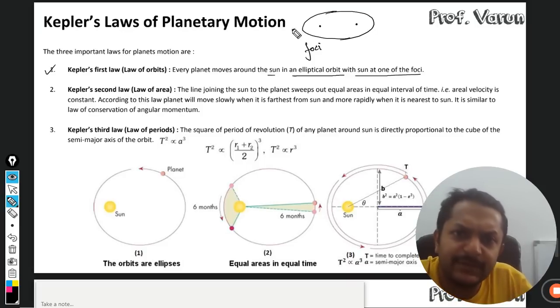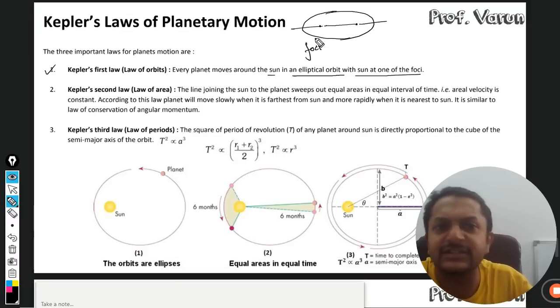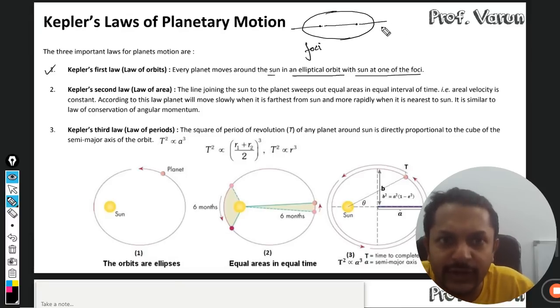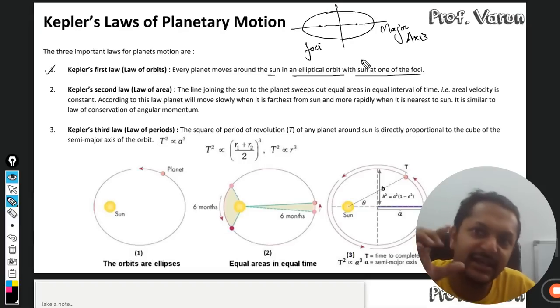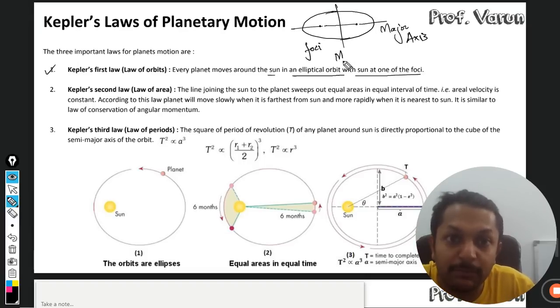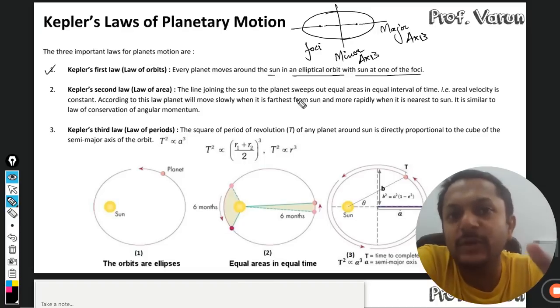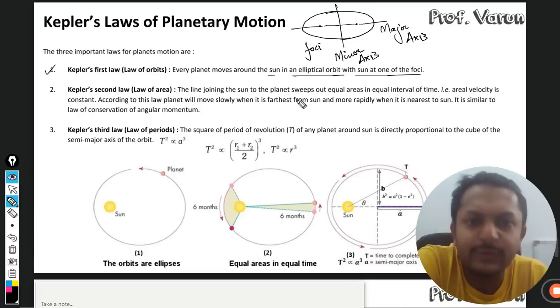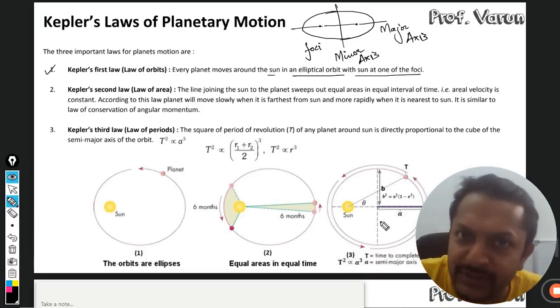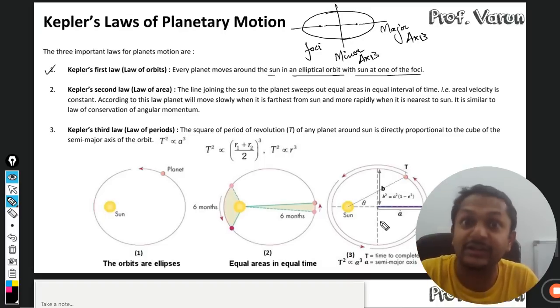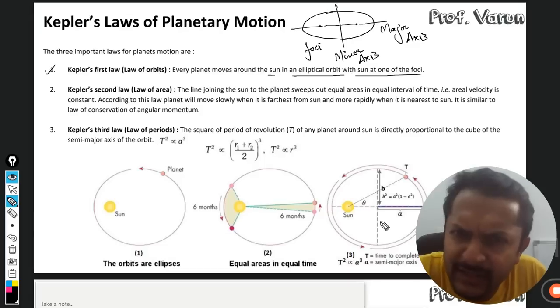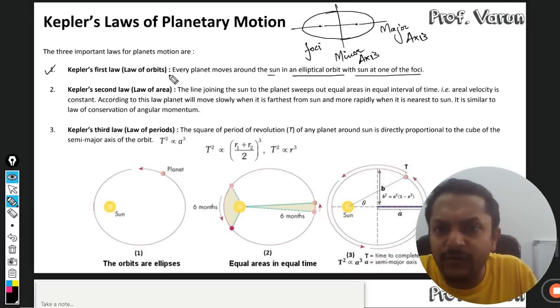A couple more things about the ellipse. This axis, which is the longer one, is known as the major axis, and this axis, which is perpendicular to the major axis, is called the minor axis because it is shorter in length. We will do these things in detail in this diagram and I will tell you again, but I want to clear the picture of what is going to happen here, which is why I've given you very elementary knowledge about the ellipse. Now we read the law again.